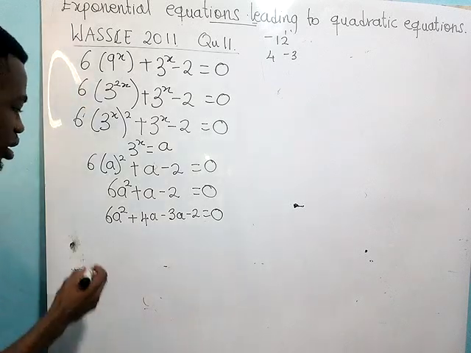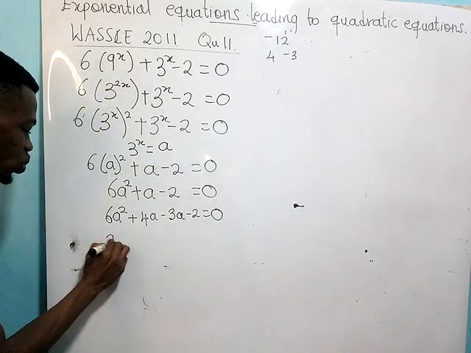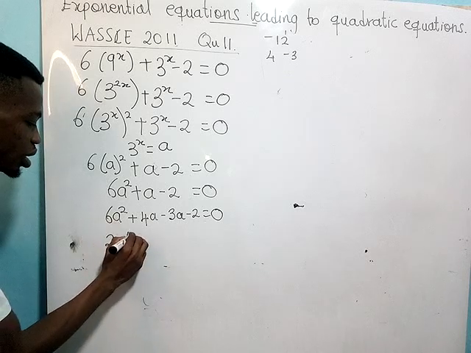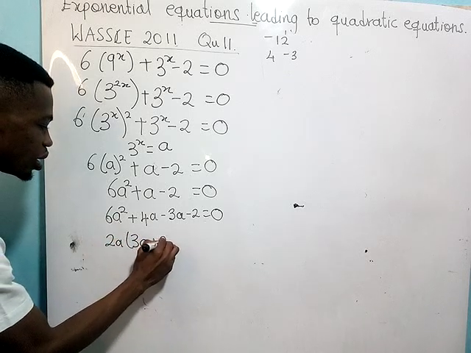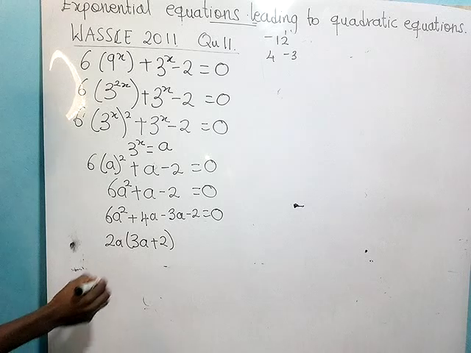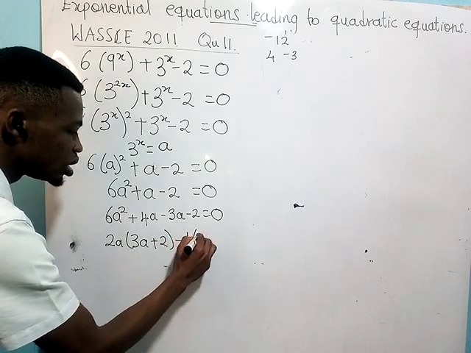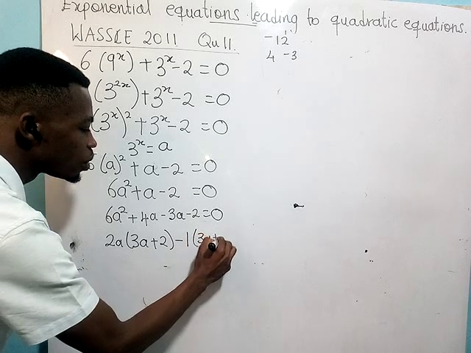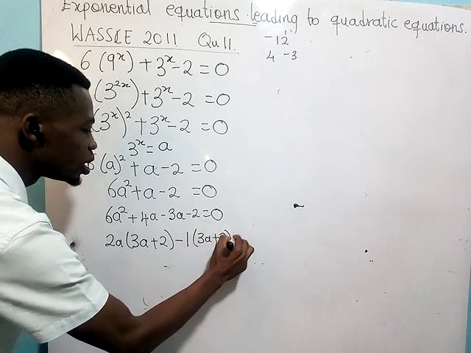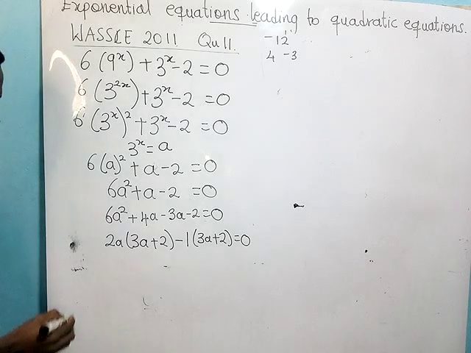Then we factorize. Here we obtain 2a out, then we have 3a plus 2. Then here, minus 1 out, then we have 3a plus 2 here is equal to 0.